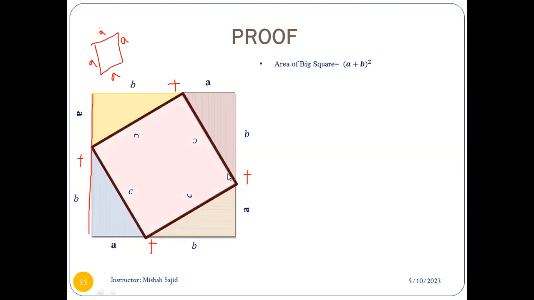this is a small square. If you see, this is a small square and all sides are equal to each other, and the length of all sides is C. So the area of the small square is C square.